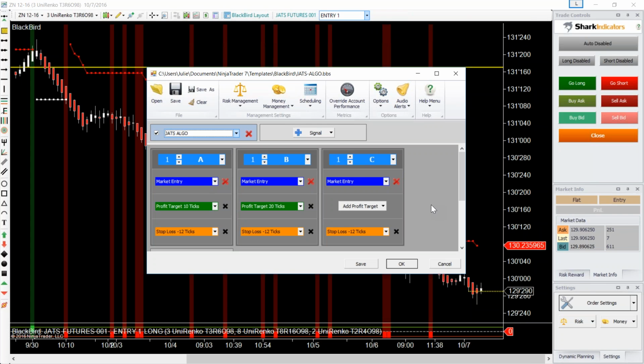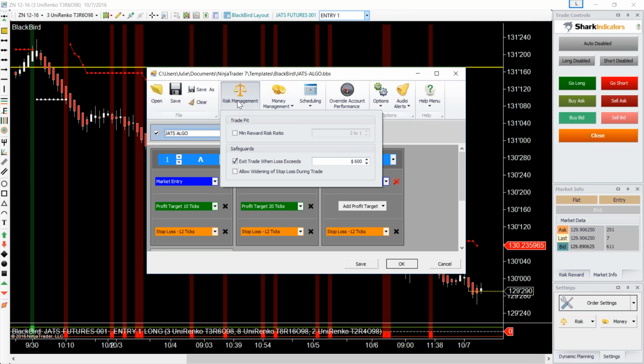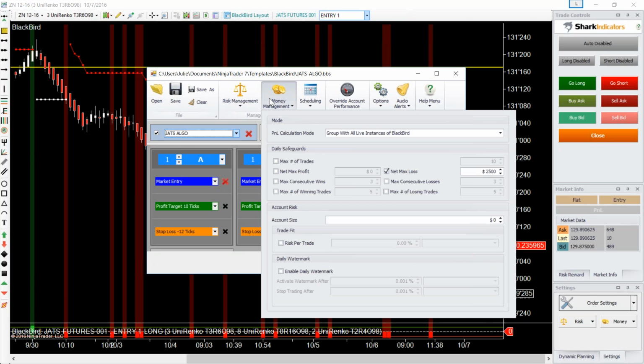So pretty simple, pretty basic. I've got my risk management in today. I'm saying exit a trade when a loss exceeds $600. In case all 3 are going and I'm, for some reason, 600 or greater, I want it to exit. And then on my money management, I'm saying my net max loss today will be $2,500, just to implement a rule. If it loses that much, stop trading. So I'm not setting a max profit target.